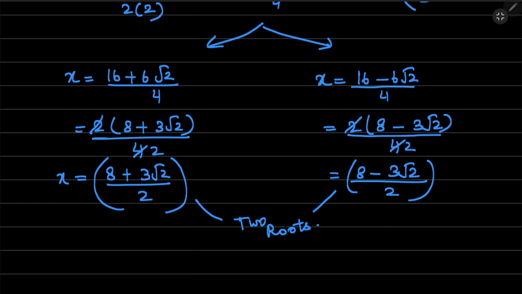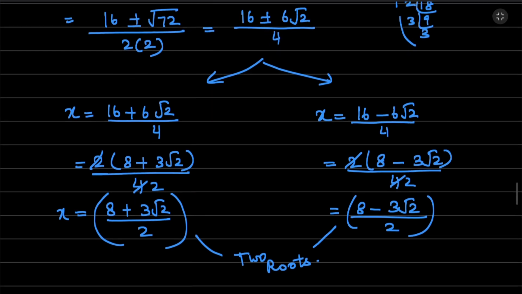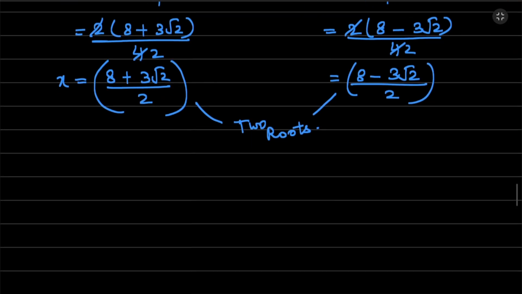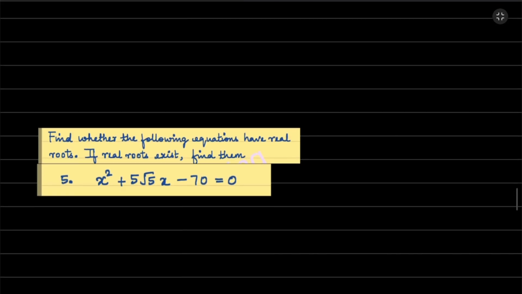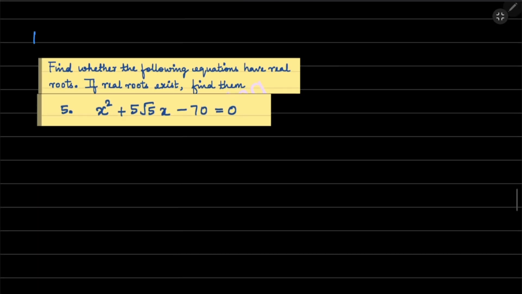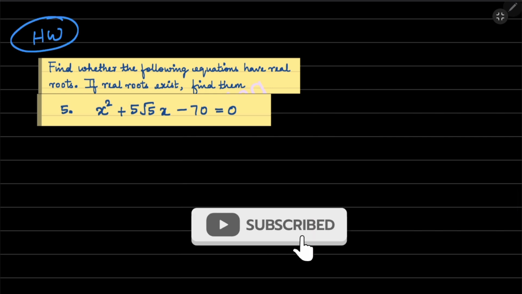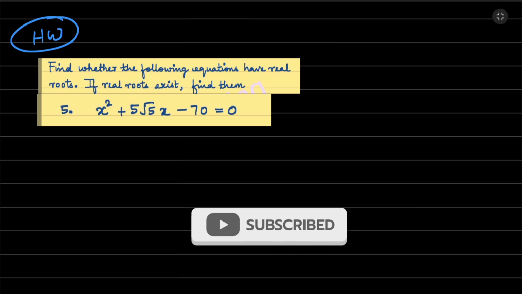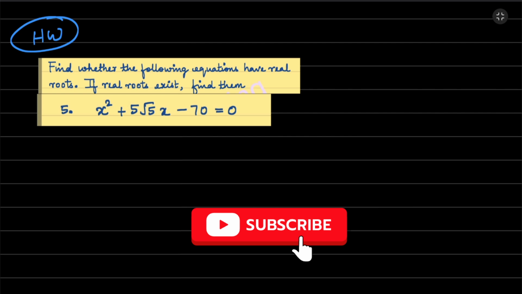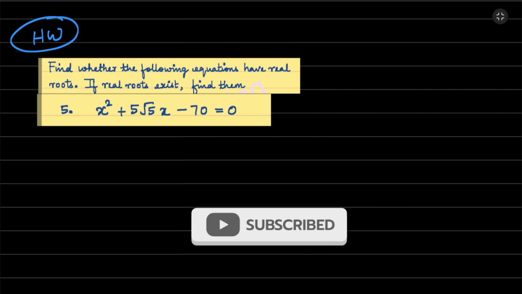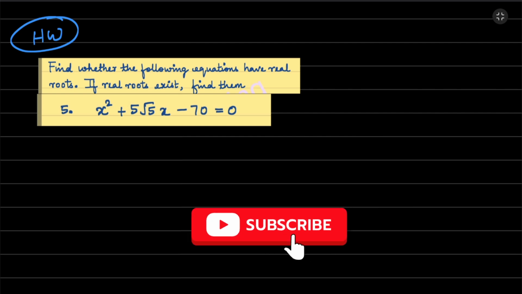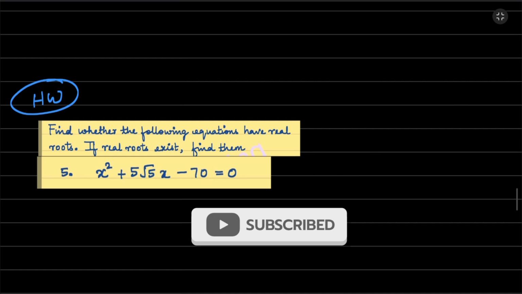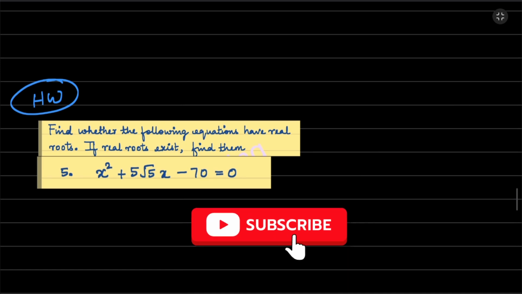Okay. So this is how you have to do. I hope it's clear. You can do this question for your homework. Okay, x square plus 5 root 5x minus 70, using the same question. First of all, find if this given equation has got a real root, and if it has a real root, use the quadratic formula and find the two values of x. Okay, I hope it's clear.